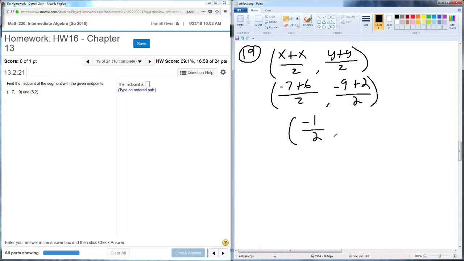Negative 1 over 2, negative 9 plus 2 is negative 7 over 2.